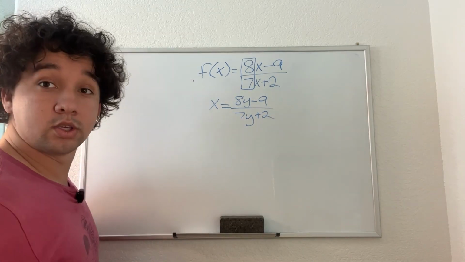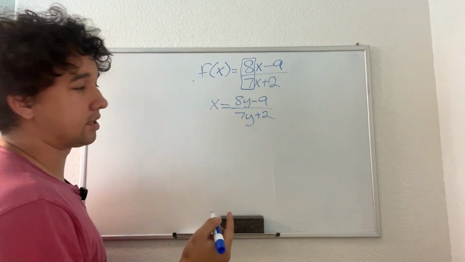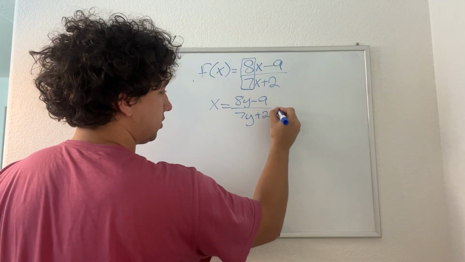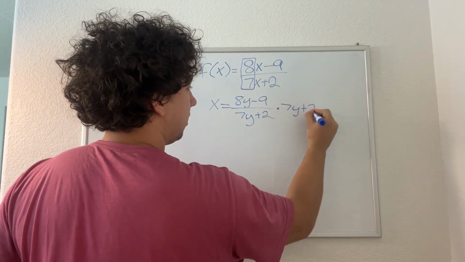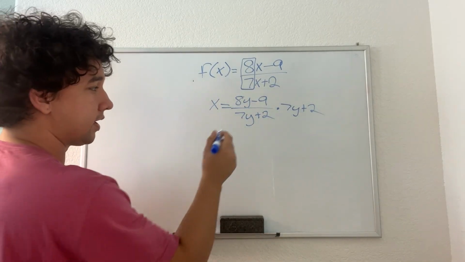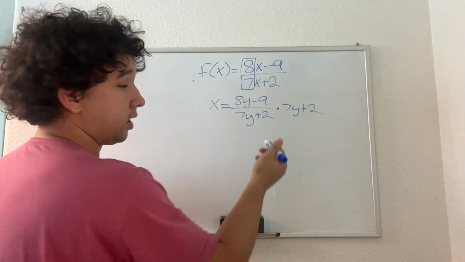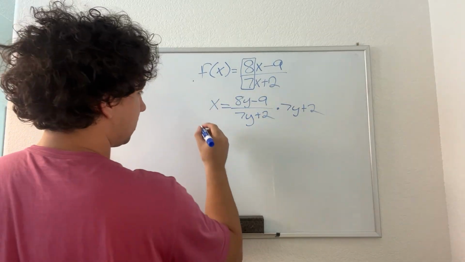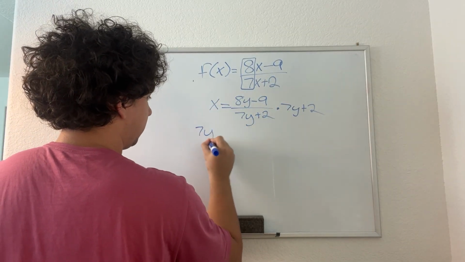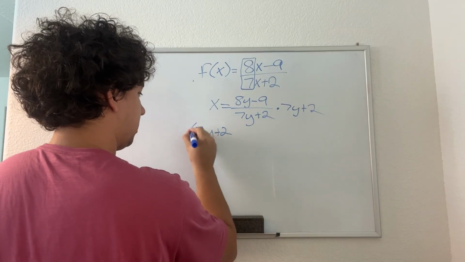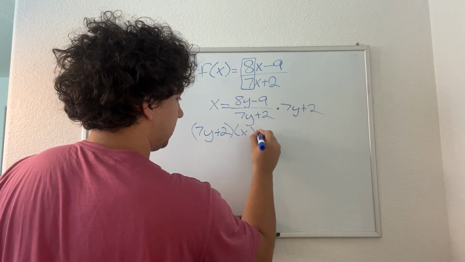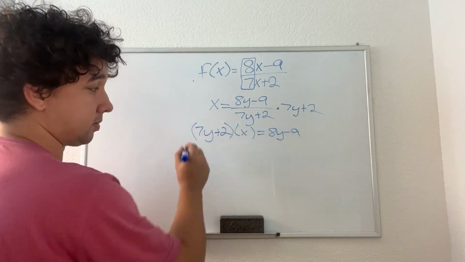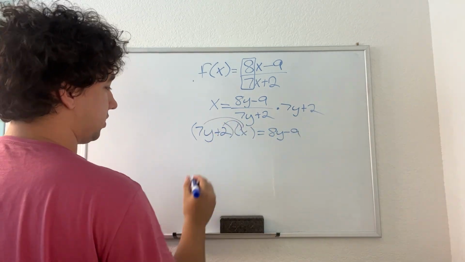Well, from here, all I have to do is solve. This is the inverse. I found it. But now I just have to solve back for y so it looks like a normal function. So what I'm going to do is multiply both sides times 7y plus 2. Very important that you remember these steps here, because anytime you're solving for a variable in the denominator, the steps are almost always the exact same, and it's going to be this. You multiply by the denominator on both sides, so 7y plus 2 times x equals 8y minus 9.